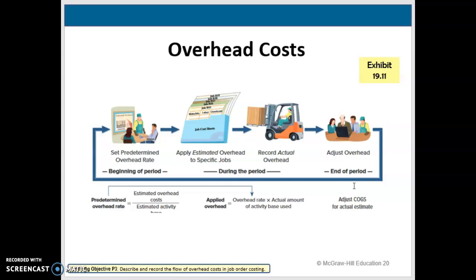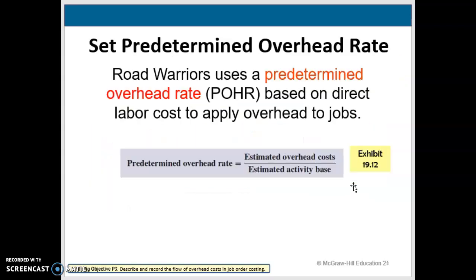So when we're looking at that, we're going to be using something called a predetermined overhead rate, because we can't track directly to individual jobs. So we have to estimate what they're going to be for the period. So if we look at the predetermined rate for Road Warriors, it's saying that we're using our estimated overhead cost divided by the estimated activity base. So that's how we're going to be figuring out what our numbers are going to be like. So we have to be able to calculate that estimate ahead of time.